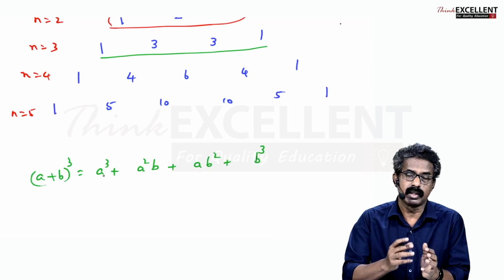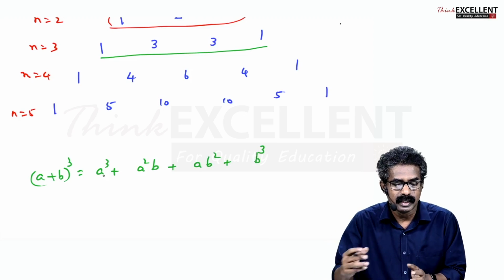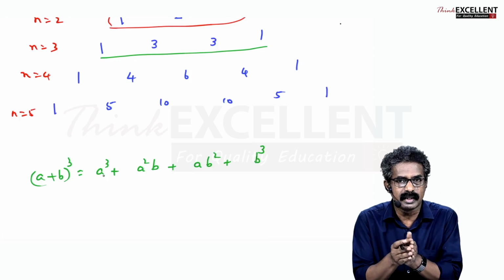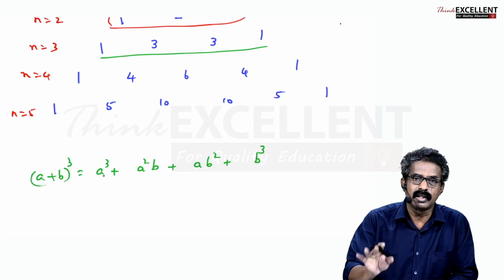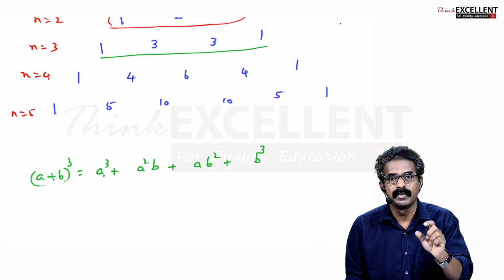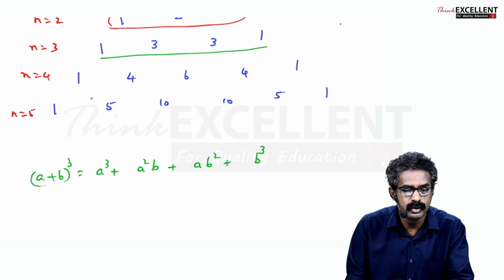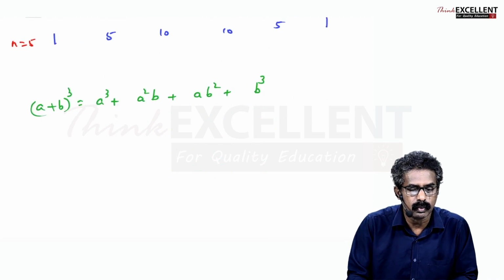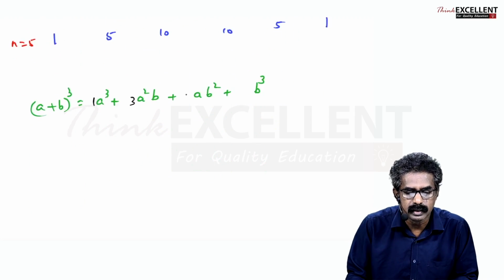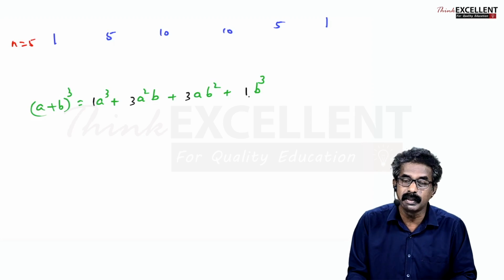If it is x, then x raised to the highest power first, then gradually decrease. The second letter, first term you don't write, then you write 1 time, square, cube, like that. You write the coefficients also. If it is minus, the signs alternate plus, minus, that's all. For the cube, the coefficients are 1, 3, 3, 1. So a cube plus 3a square b plus 3ab square plus b cube, right?